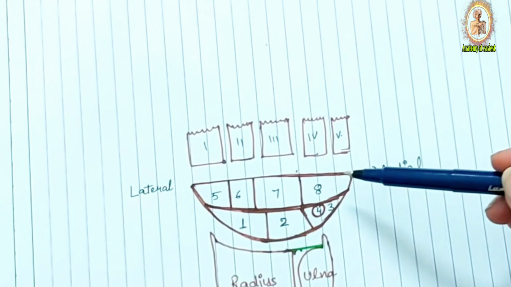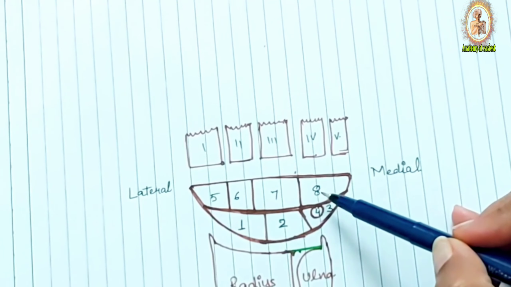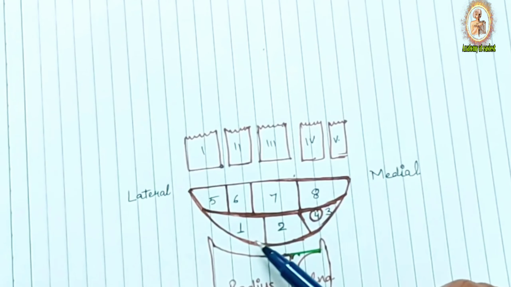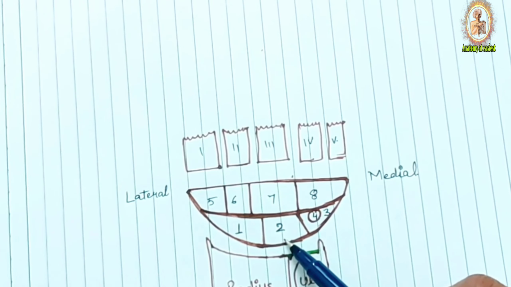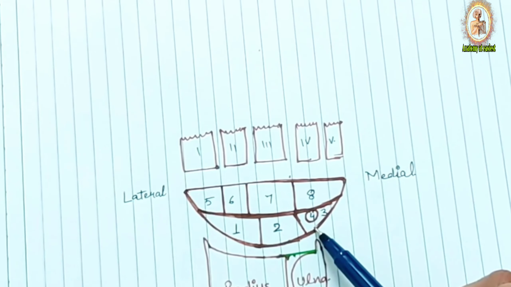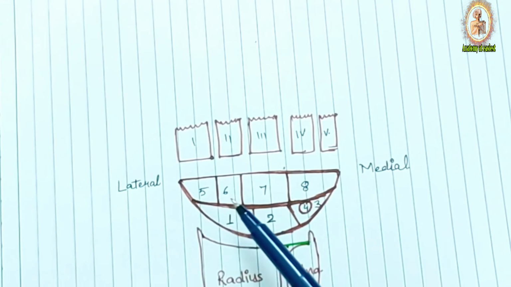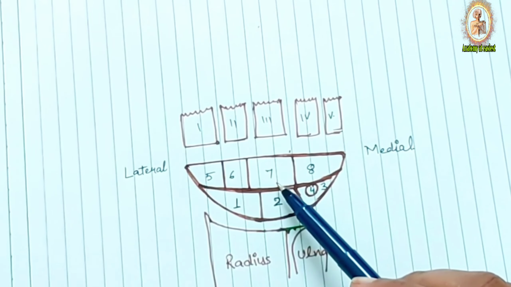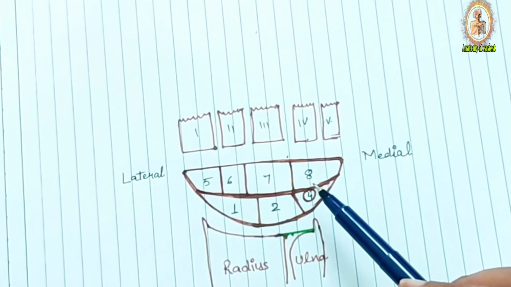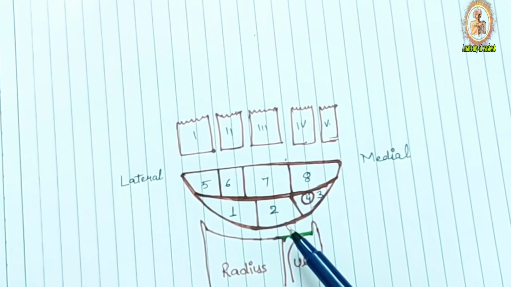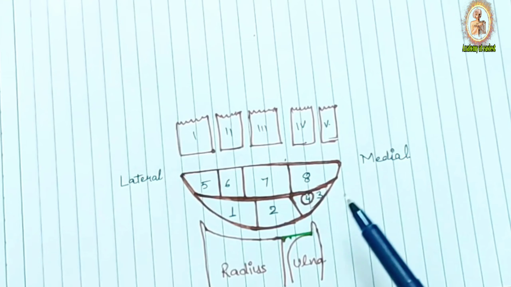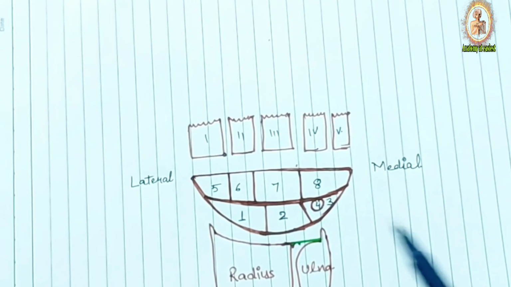These are the carpal bones numbered from 1 to 8. 1 is scaphoid, 2 is lunate, 3 is triquetral, this 4 is pisiform, 5 is trapezium, 6 is trapezoid, 7 is capitate and 8 is hamate. So carpals are arranged in this way in 2 rows.